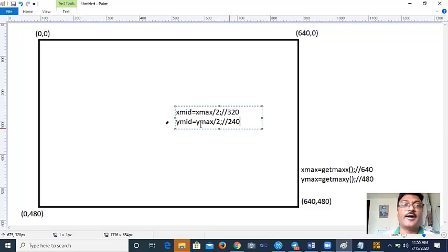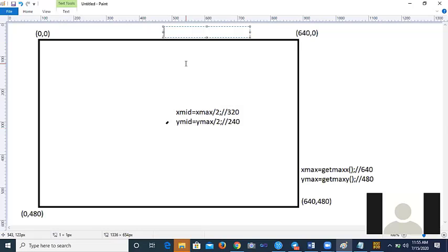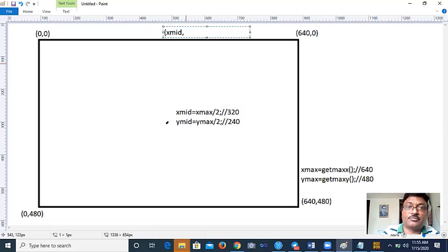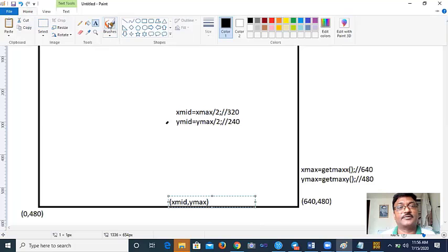Now, what is my next step? I have to draw the x-axis and y-axis. For this, I first need to calculate the coordinates. Suppose this is my point. I have to go with the xmid value for the x direction, 0, and here xmid to ymax. Understood? I am going to draw the line from xmid, 0 to xmid, ymax. What does this indicate? My y-axis.